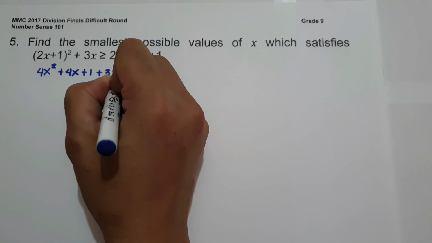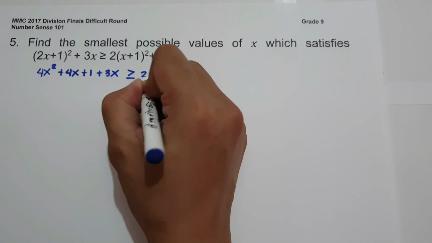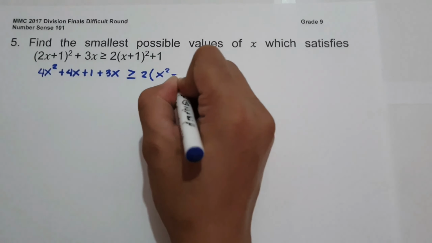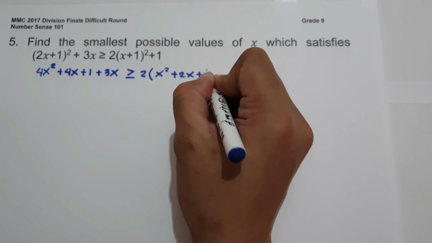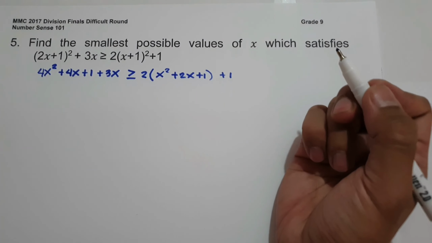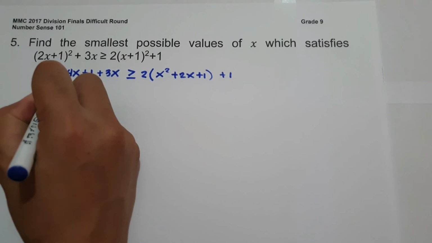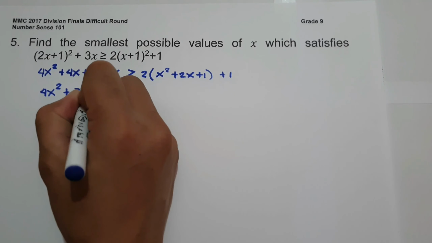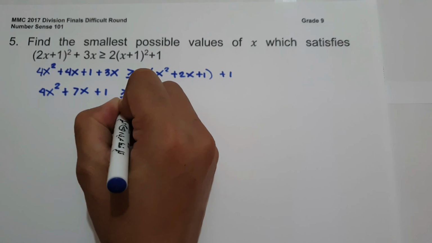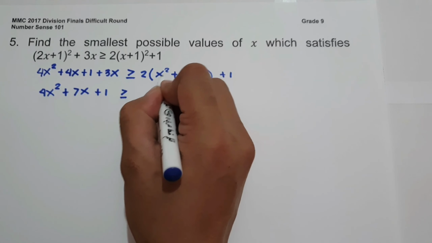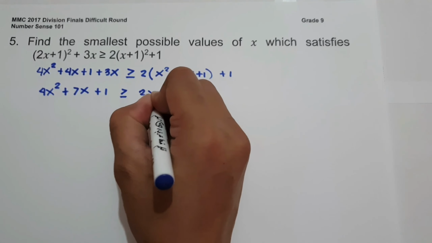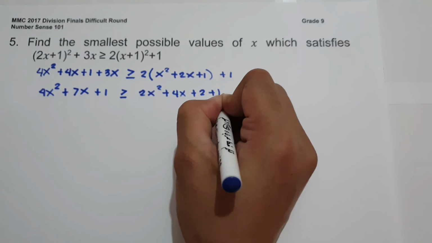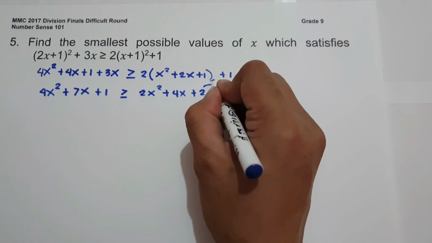Plus 3x greater than or equal to 2 multiplied by x plus 1 multiplied by itself, that is x squared plus 2x plus 1. And then plus 1. So let us simplify. Let us have 4x squared plus 4x plus 3x, that is 7x plus 1 greater than or equal to, let us multiply 2 on x squared plus 2x plus 1, that is 2x squared plus 4x plus 2 plus 1. So if you are going to add this one, this is 3.